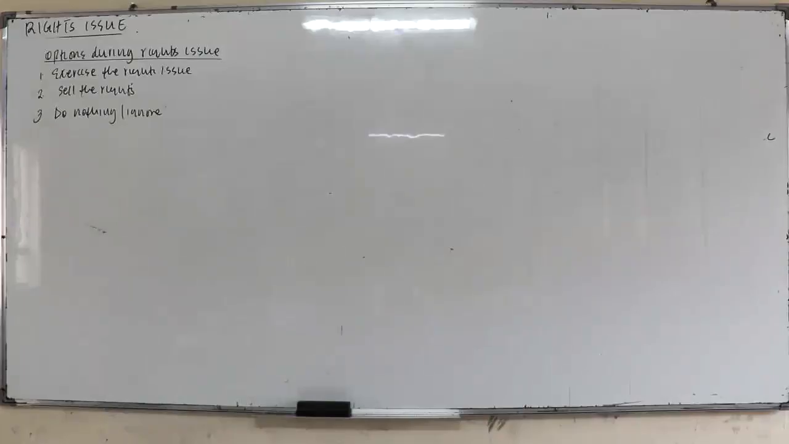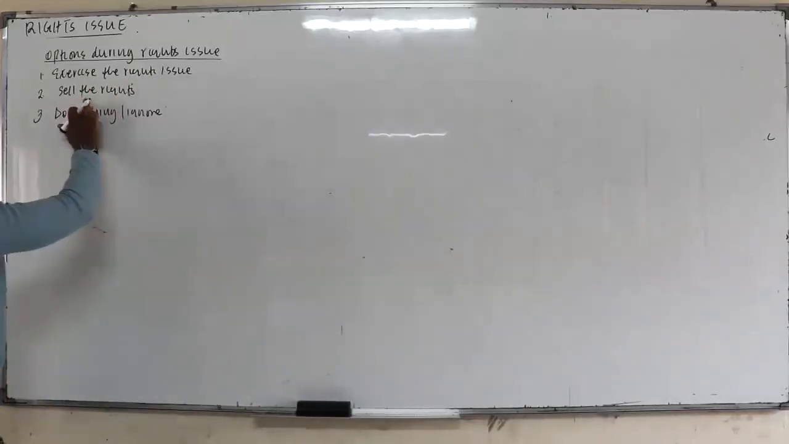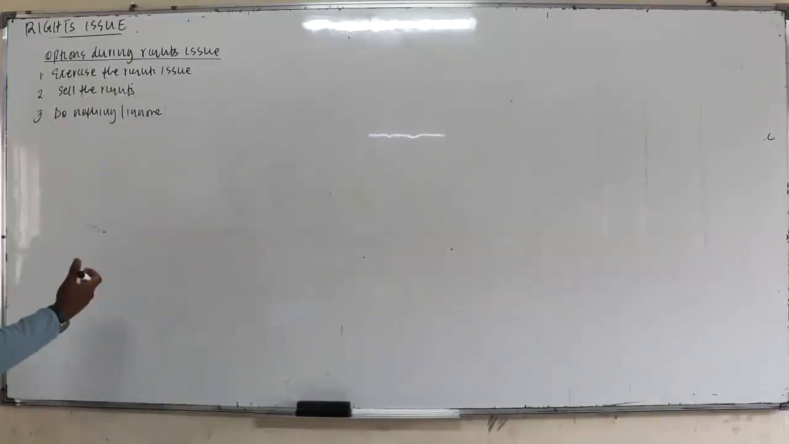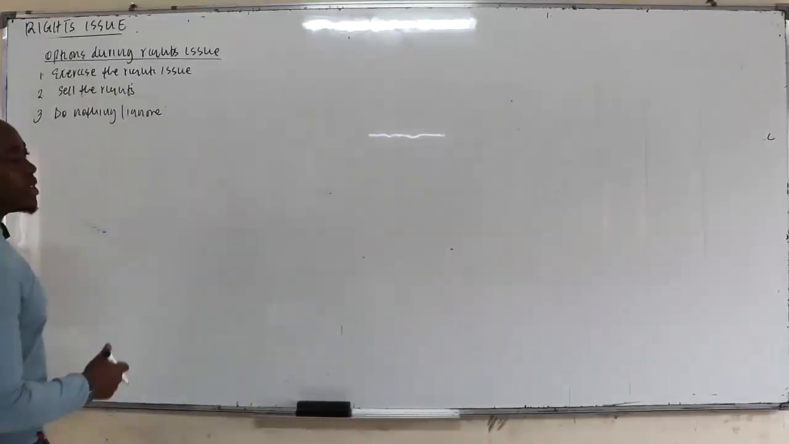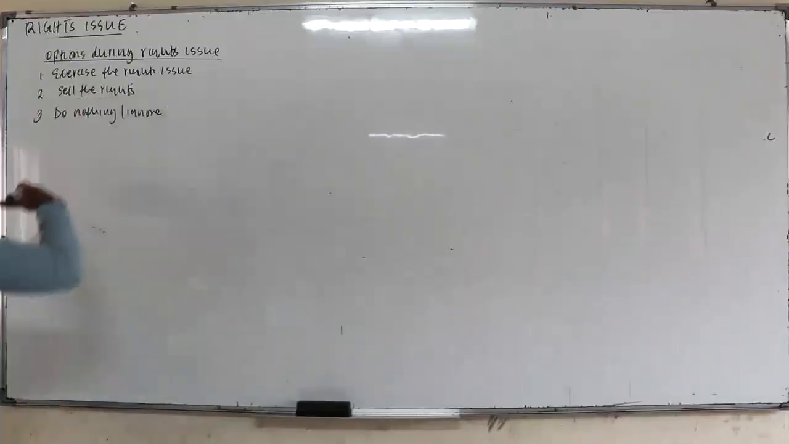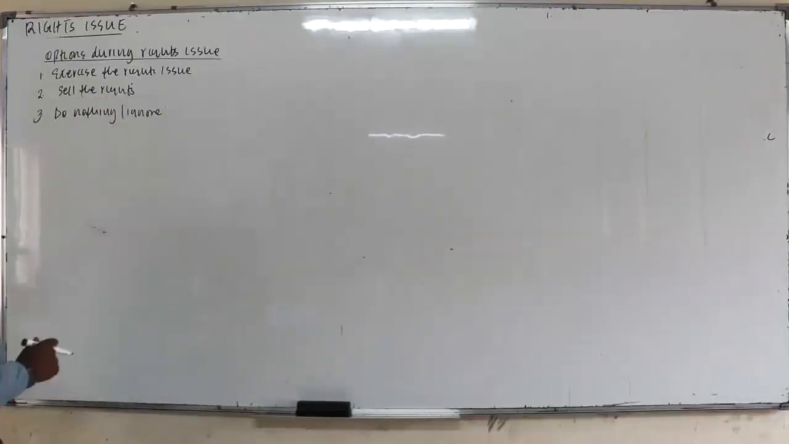So those are the three options. Exercise the rights issue, that means you take part in the rights issue. Number two, you sell the rights, that means you take up the shares at a discount and then you sell them at the market price. Or you can just ignore, you wait for the rights issue to lapse.